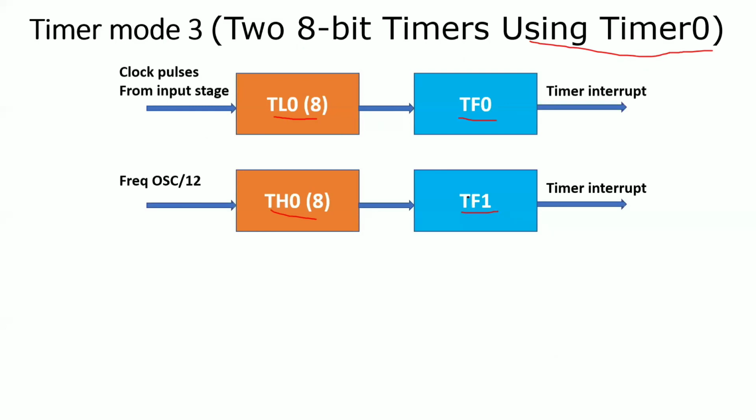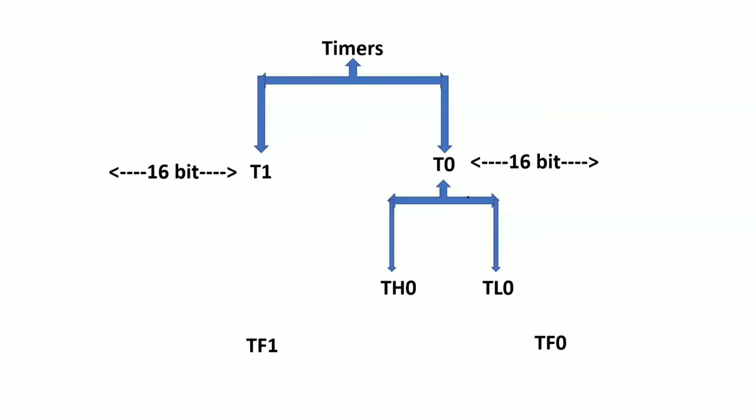Before understanding this mode, I will tell you a small example. There are two beautiful families, which are nothing but your timer 0 and timer 1. And there are couples, so TL0 and TL1. In one family, we have one couple, a lady and a gent. These are actually pairs. I am sure you know the pairs, right?